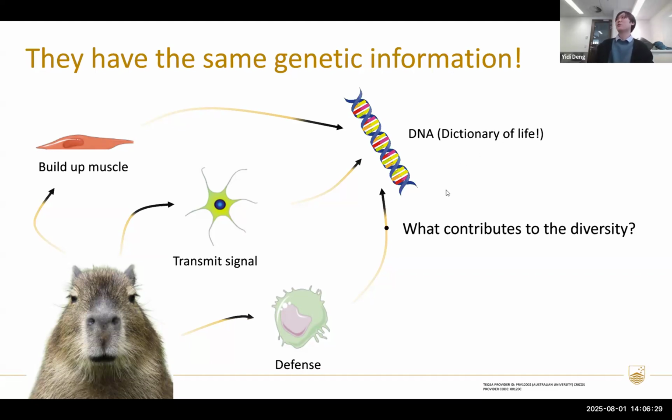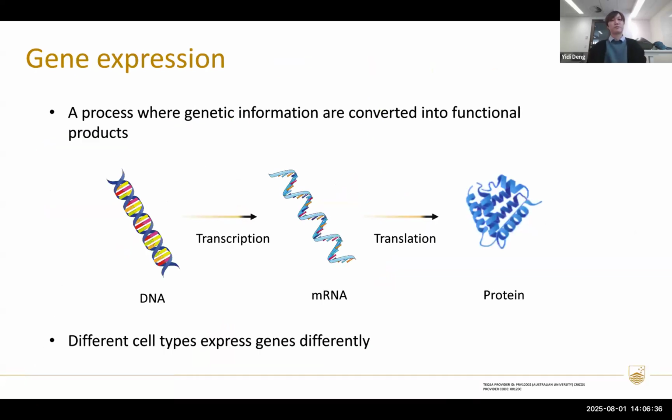So the major question that we want to ask is, what actually contributes to this functional diversity? And one big part of the answer is gene expression. Gene expression is basically the process where the genetic information encoded in DNA is converted into functional products such as mRNA and proteins through the processes of transcription and translation. So different cell types, or even different cells, express genes very differently.